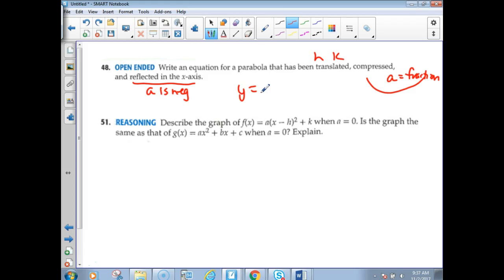Because it's over 1. So you want something smaller than 1. You have 1/3, 1/4, 1/8, but it's got to be negative because a fraction compresses it. Reflecting in the x-axis, it has to be a negative A value, and then you can pick any numbers you want for H and K. I think that's enough to get you to write one, right? All right, that's enough about the homework, I think.